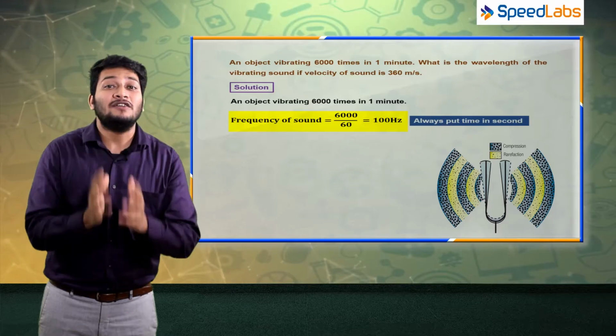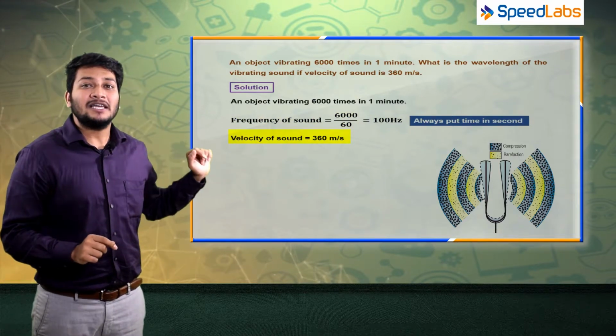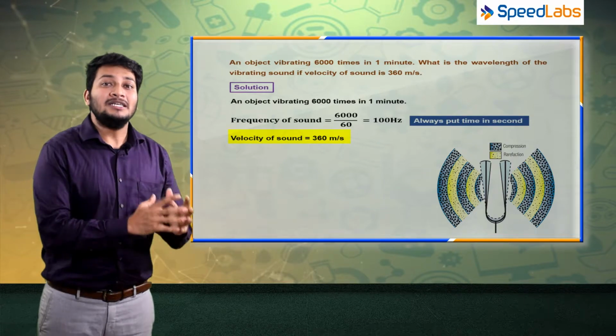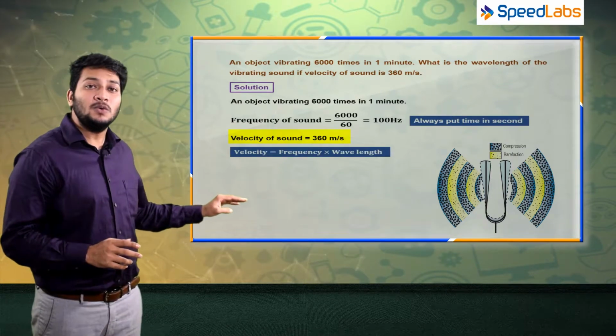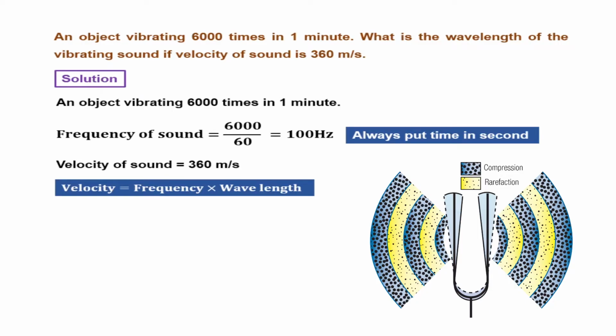calculate the wavelength. तो velocity of sound कितना दिया आपको? 360 meters per second. Now recall the relationship between velocity, wavelength and frequency. So velocity is equal to frequency into wavelength. तो आपको velocity पता है, frequency अभी आपने निकाली है, आपको क्या निकालना है? Wavelength. So wavelength will be velocity upon frequency.